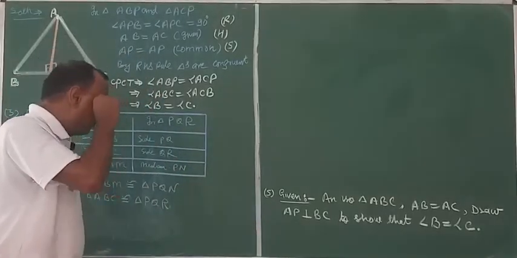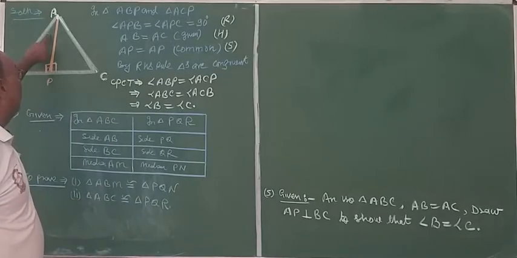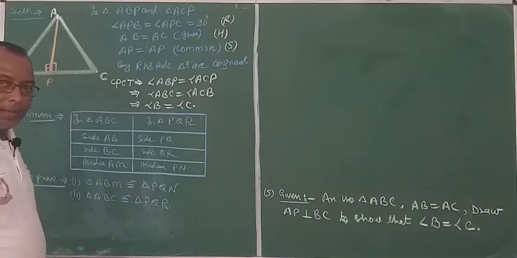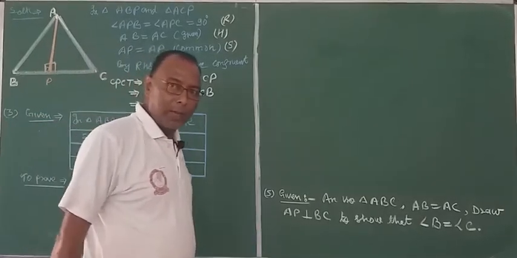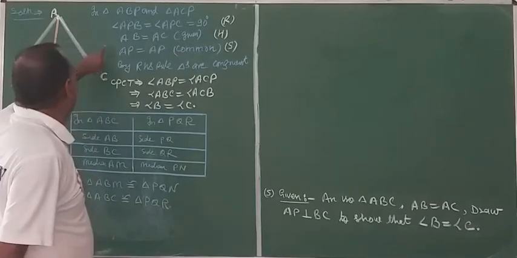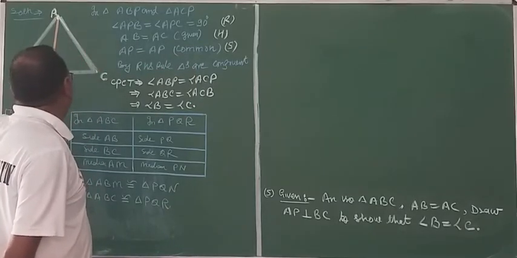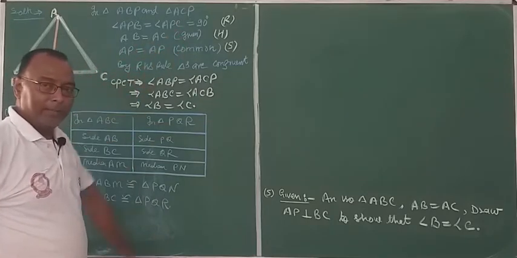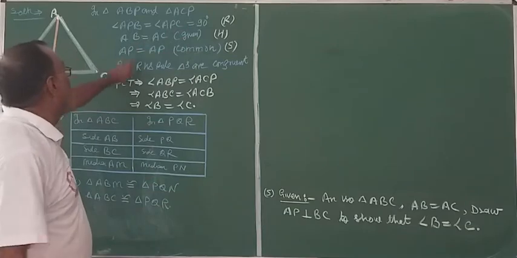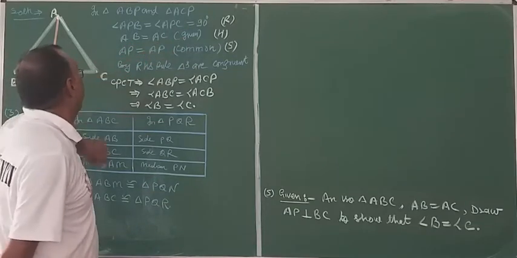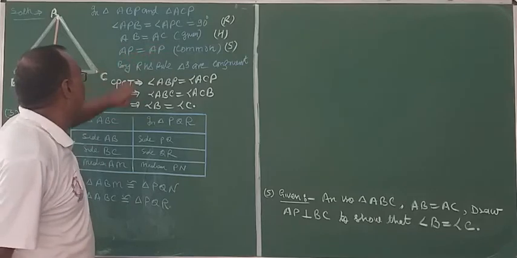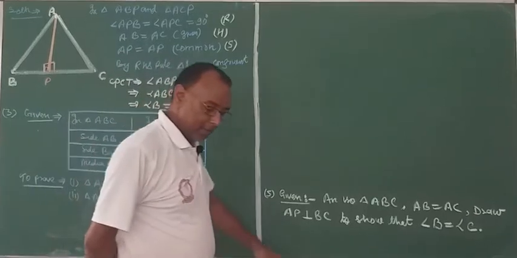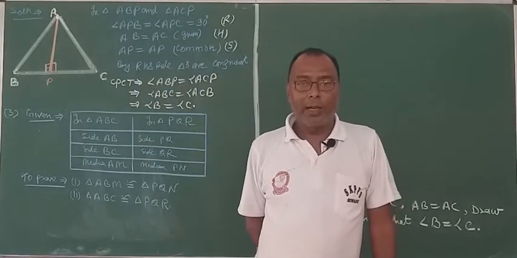Now just look at these two triangles, triangle ABP and ACP, the left hand triangle and the right hand triangle. Angle APB and angle APC, both are 90 degrees. Side AB is equal to AC, given. And AP is common in both the triangles. AP is equal to AP.